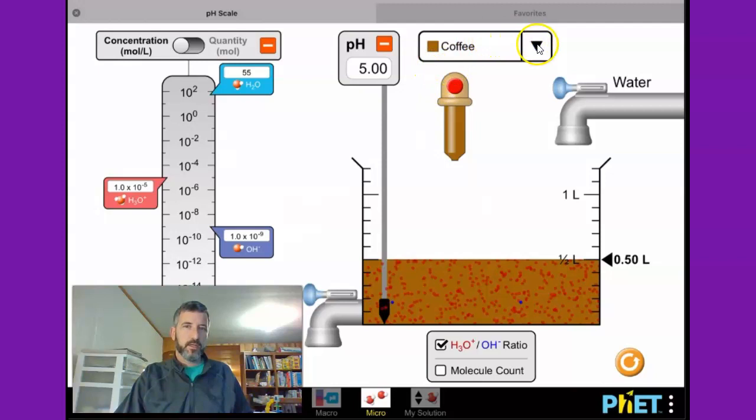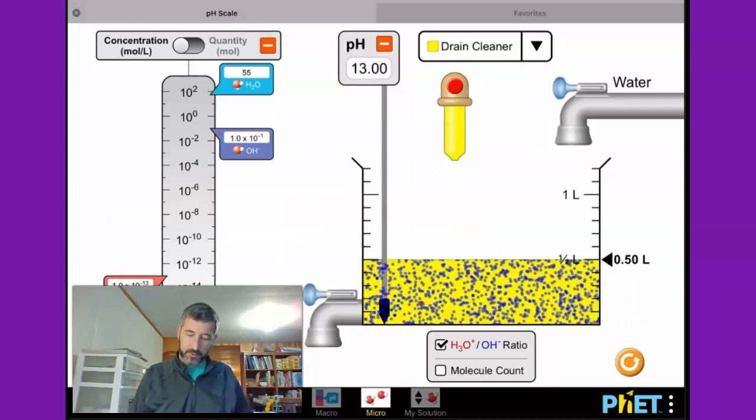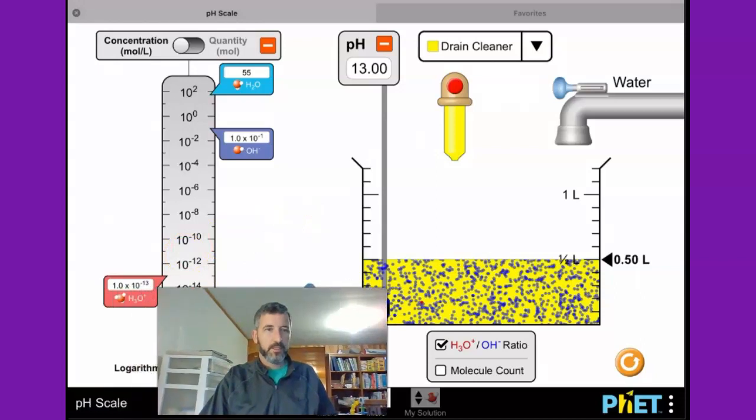So in order for me to go to something that's, let's say, really, really basic, like drain cleaner with a pH of 13, you can see there's almost no hydronium in there whatsoever. It's like almost completely hydroxide. The hydronium count is really, really small, 1 times 10 to the negative 13. So hopefully that makes a little bit of sense to you.